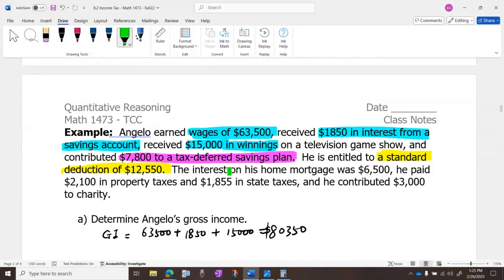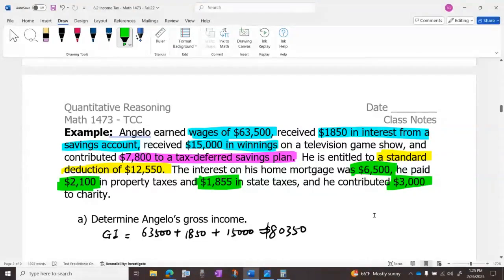And let's see Angelo's itemized deduction. The interest on his home mortgage, this is itemized deductible. Property taxes, like local taxes, this is itemized deductible. $1,855 in state taxes, also itemized deductible. And charity contribution, also itemized deductible. Those items I had in green, those are Angelo's itemized deduction. Let's add them up.